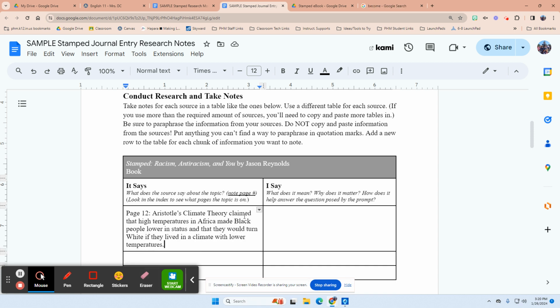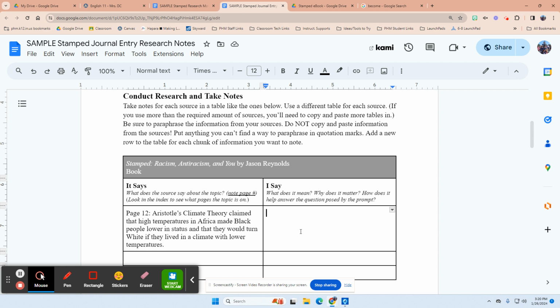So I ended up with: Aristotle's climate theory claimed that high temperatures in Africa made black people lower in status and that they would turn white if they lived in a climate with lower temperatures. And then I need to get to the "I say." So, what do I think about this?